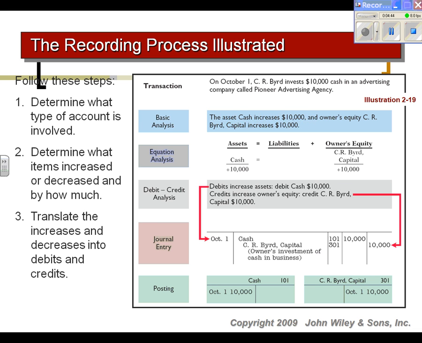Then, once we journalize the entry, we want to post it. Cash is being debited by 10,000, so I'm going to go to the general ledger, to the cash account, and record this debit of 10,000. Then I'm going to go to the capital account and record this credit of 10,000. Right, so everybody see the recording process. First we have to analyze, then we have to journalize, and then we're going to post it to the general ledger accounts.